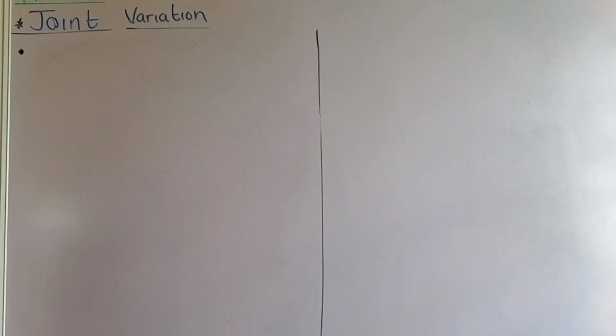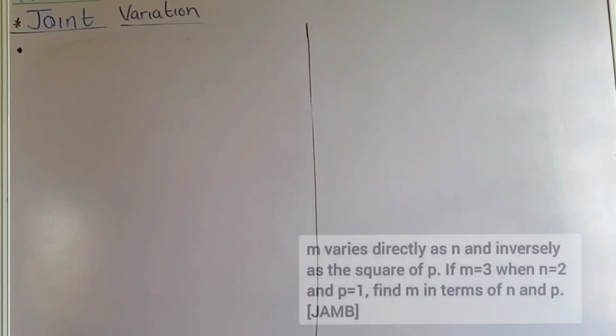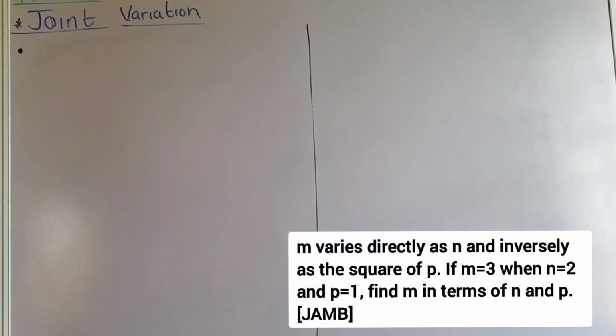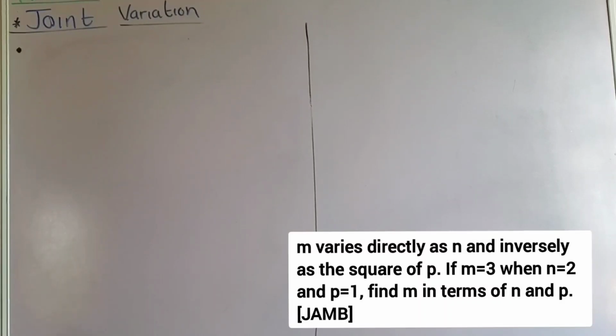Okay, so having understood what is meant by joint variation, let's look at some worked examples to help us understand better. Now I want to write this question. M varies directly as n and inversely as the square of p. If m is equal to 3, where n is equal to 2 and p is equal to 1, find m in terms of n and p.